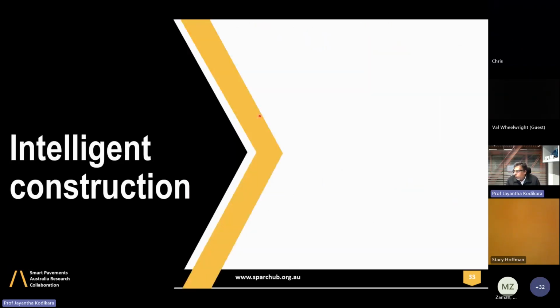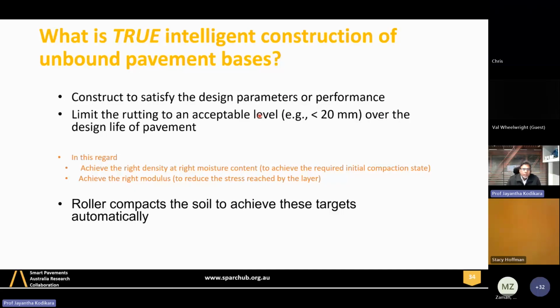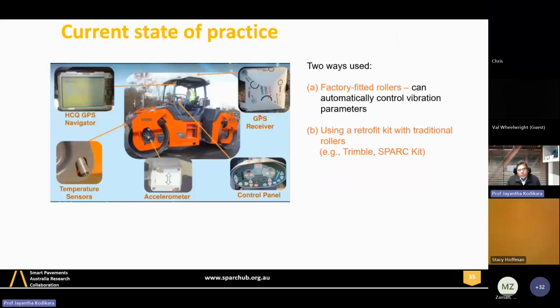So construction. How do we construct pavements using these parameters, initial density and moisture content? Currently we have so-called intelligent construction. And what is actually truly intelligent construction? Once you design to a certain rutting performance with layer thicknesses and associated density and moisture content and modulus and so on, can we achieve that during pavement construction? That will be the true intelligent construction. We can also call it performance-based construction, but can we do that at the moment?